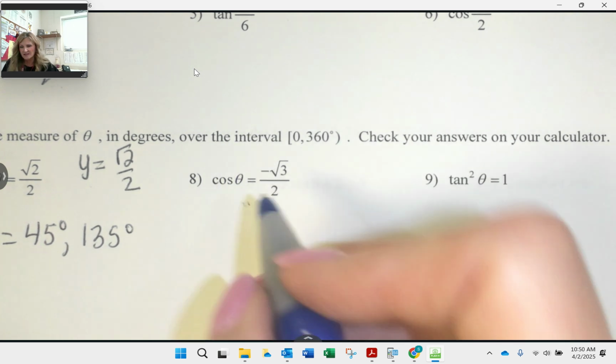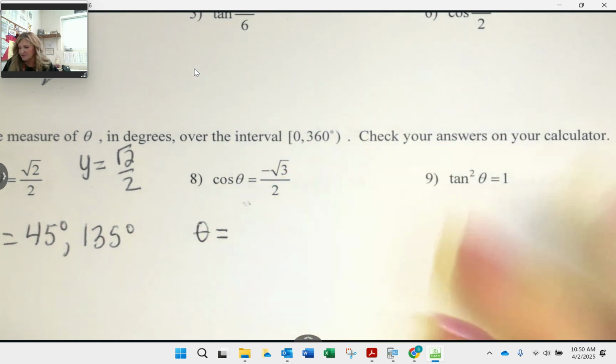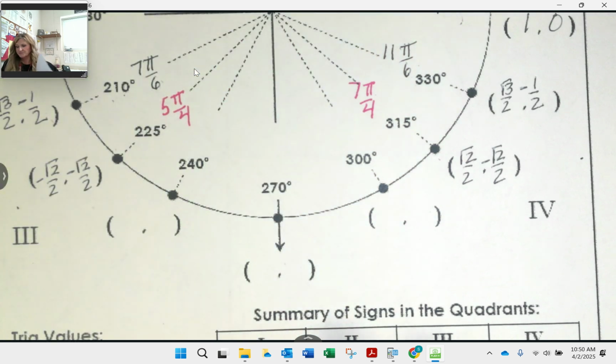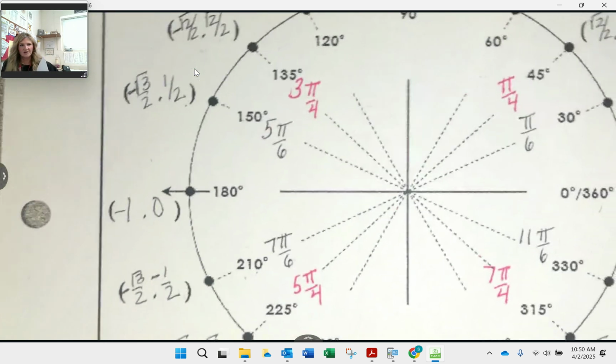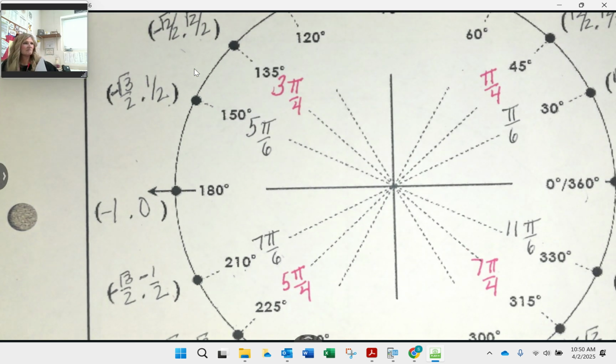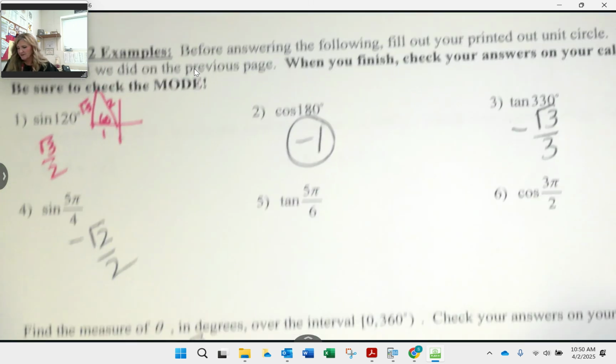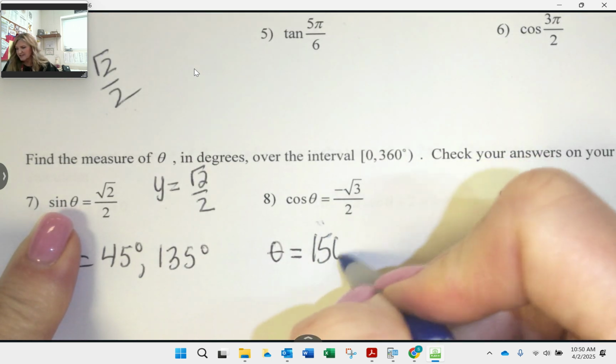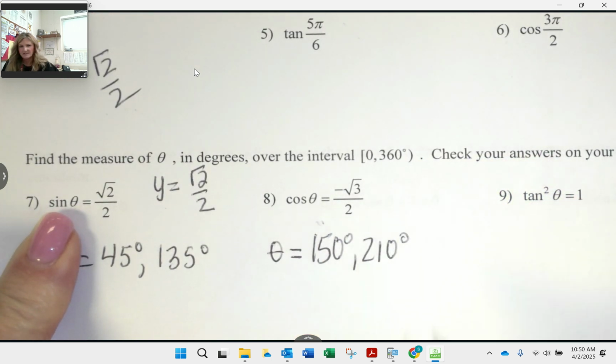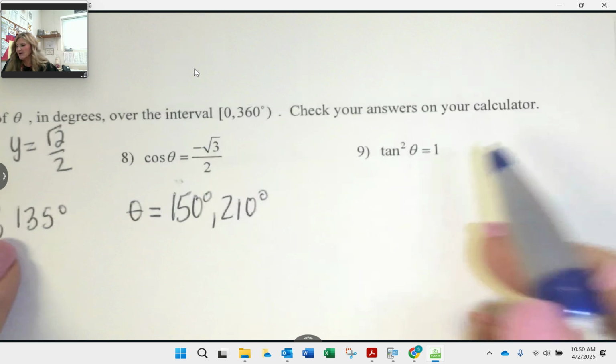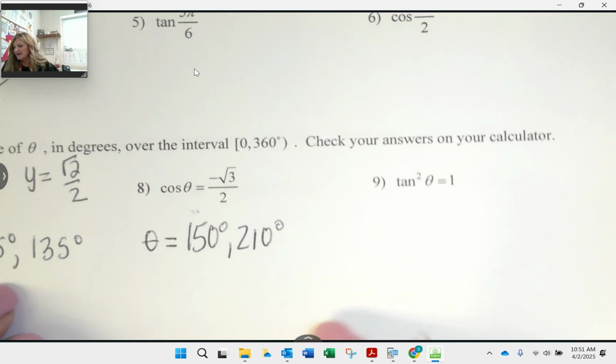Cosine theta equals negative radical 3 over 2. Just look at your circle. You should have it 150 degrees and 210 degrees. Did you get it? Okay, look at number 9.